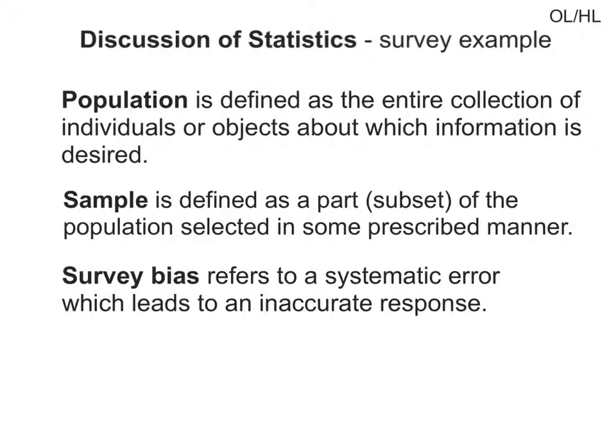Let's take a look at survey bias. One definition for survey bias refers to a systematic error which leads to an inaccurate response. There are many ways bias can result in a survey. One cause of bias may be an error in equipment. For example, if we are weighing bags of sugar to ensure there is 1 kilo in it and our scales start at 100 grams, then all our measurements will be off by 100 grams.